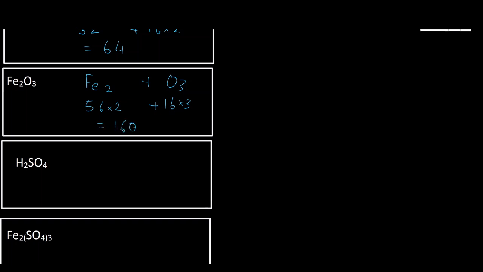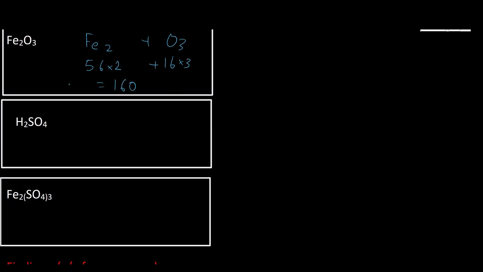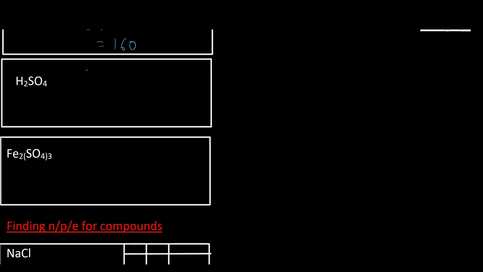Okay, another one. H2SO4. So we put H2 plus S plus O4. What is the atomic mass of hydrogen? It's just 1. Since we have 2 of that, it's 1 into 2. Now for sulfur, we have 32. For oxygen, we have 16. Since we have 4 of that, we put in 4. And that gives me 98.